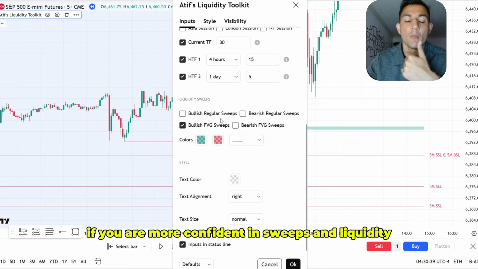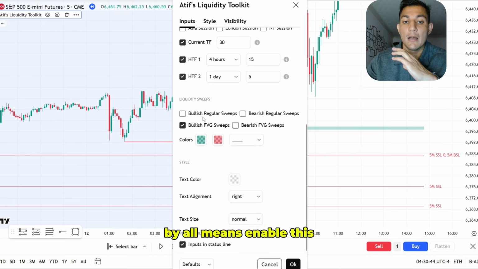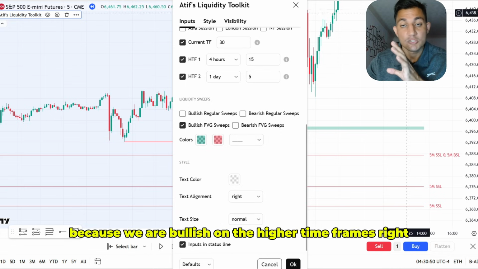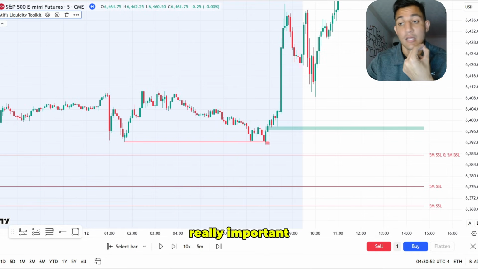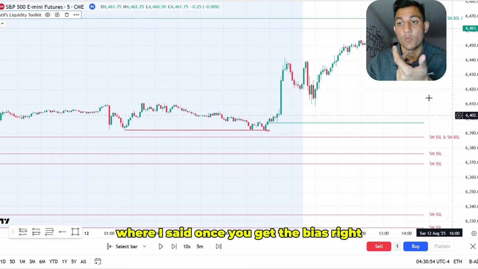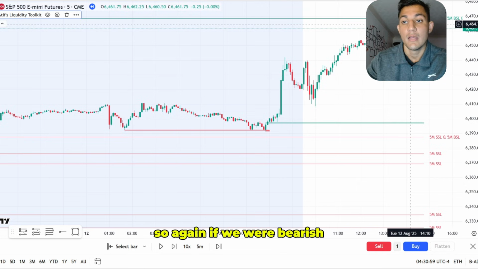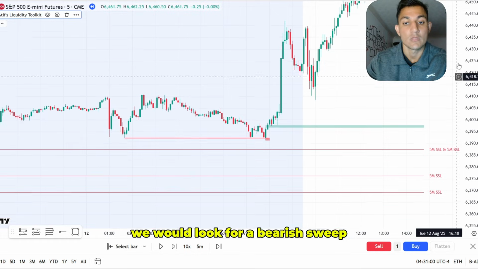Now, if you are more confident in sweeps and liquidity and you don't want to look for a fair value gap, by all means, enable this. But for this example, just enable bullish fair value gap sweeps. Now, we're enabling bullish because we are bullish on the higher time frames, right? Really important. Remember what I was saying at the beginning where I said, once you got the bias right, you're 90% of the way there because the bias tells you everything. So again, if we were bearish, we would look for a bearish sweep, but we are bullish.